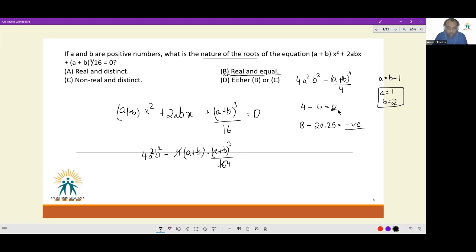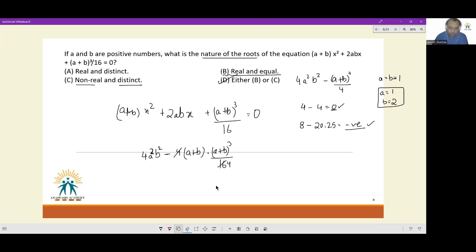So the discriminant could either be 0. In one case, it is turning out to be 0. In one case, it is turning out to be negative. When the discriminant is negative, you get non-real and distinct roots. Both these cases are possible, and the correct answer, therefore, here should be D. Now, here I have gone ahead and checked it by putting down values for A and B.